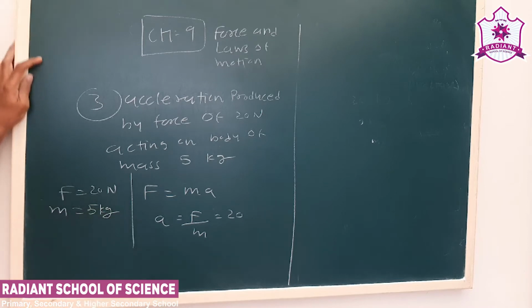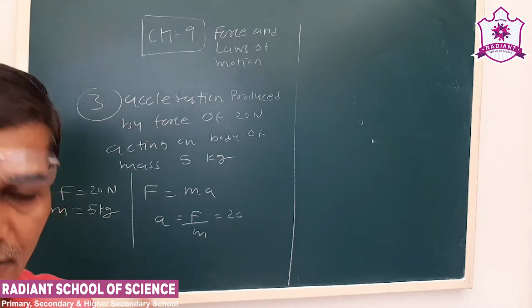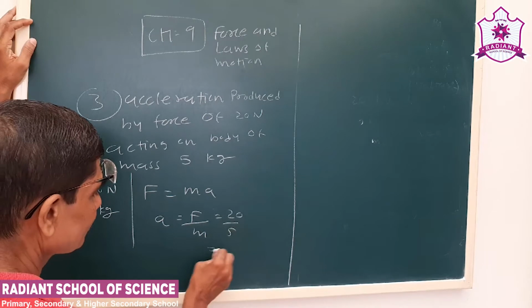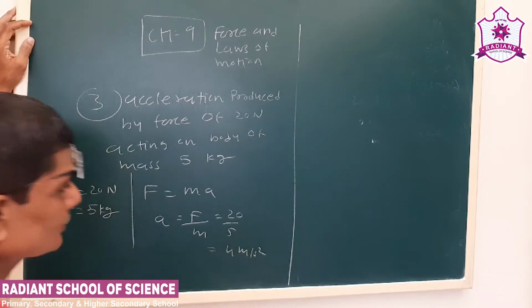Whenever we solve our sum, we have to write the data first. That will help us to recognize the question, and we can easily know what is given to us and what we have to find out. So acceleration will be 20 upon 5. That will be 4 meter per second square.